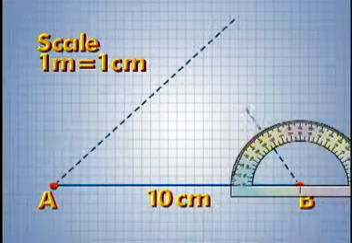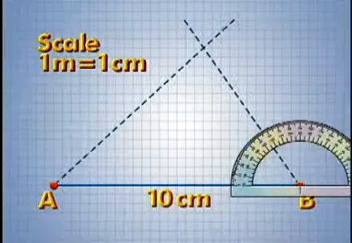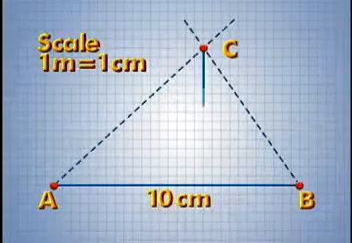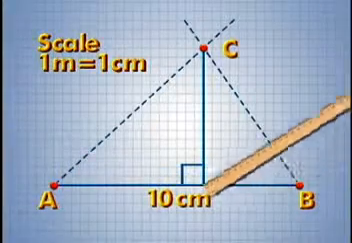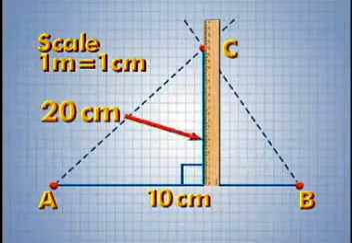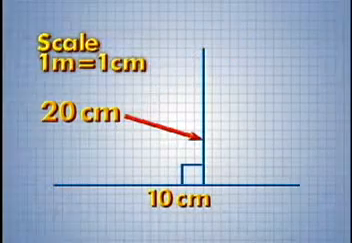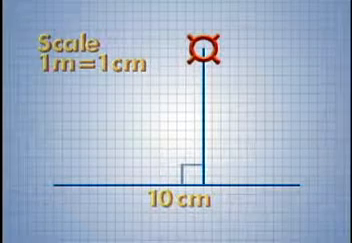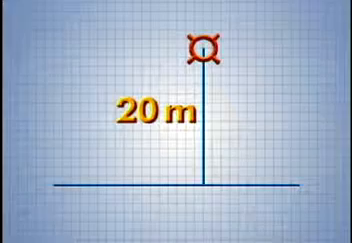As you can see, the two lines intersect. We mark the point of intersection as point C. Now we draw a line perpendicular from point C to the baseline. Using our metric ruler, we can measure the distance of this perpendicular line. Finally, using the scale 1 meter equals 1 centimeter, we can approximate the distance the actual object was from the baseline. For our case, the object is approximately 20 meters away.